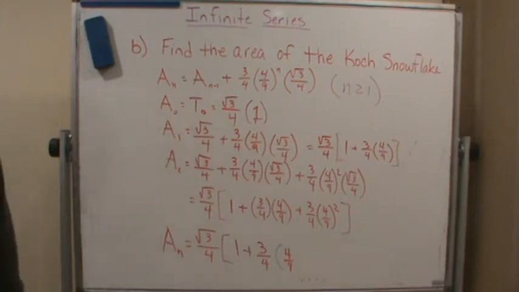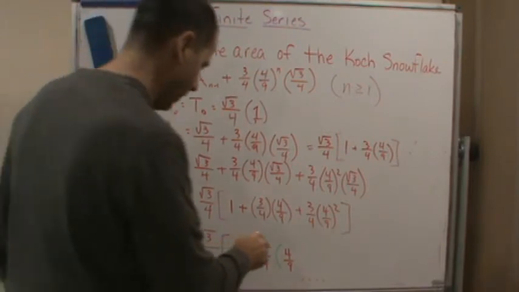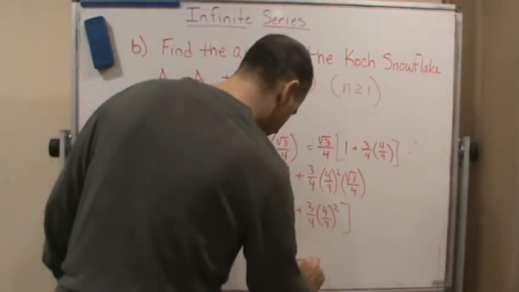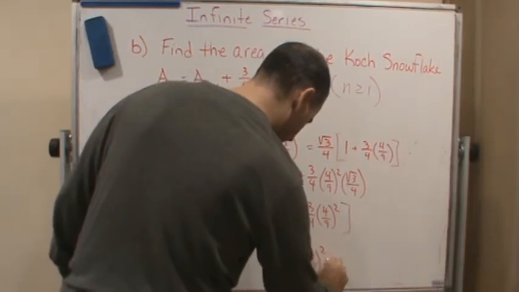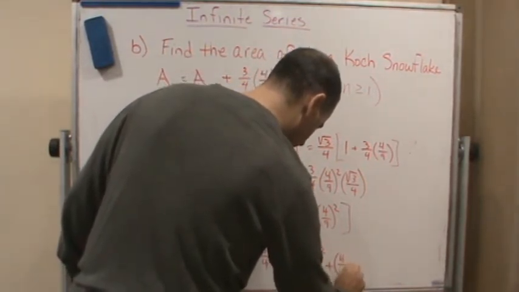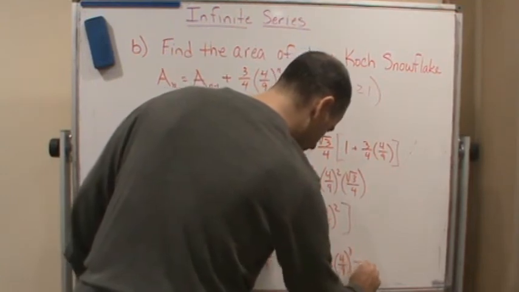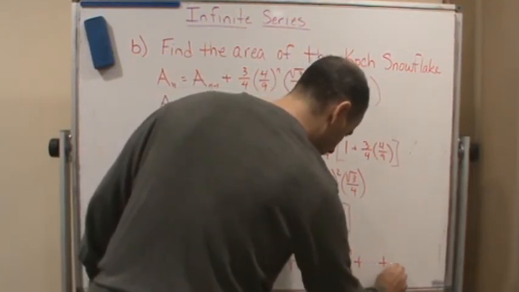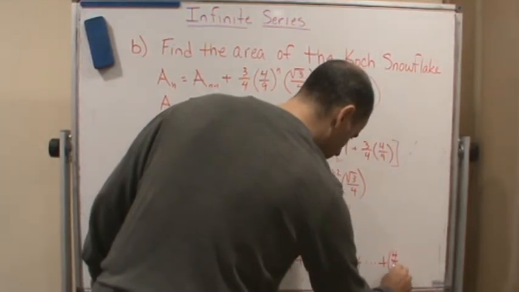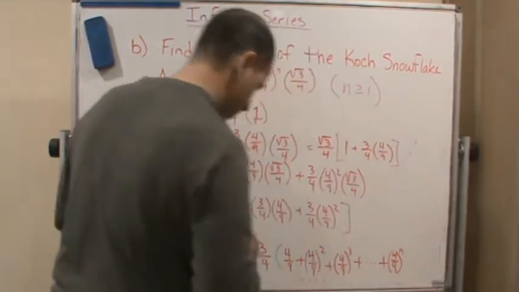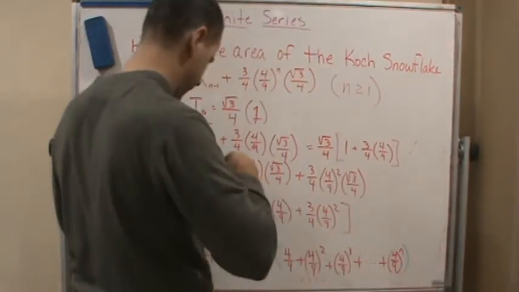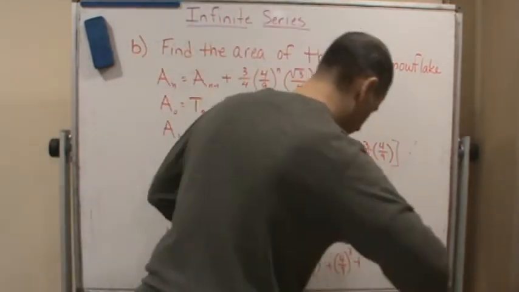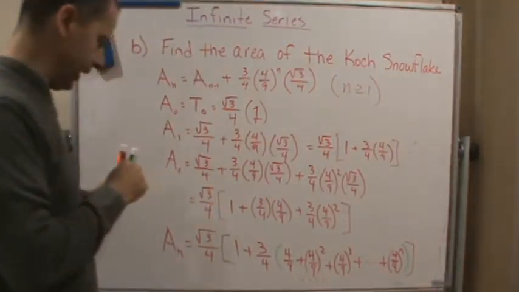I could even go further than that, but let's just stick with this. So I'm going to do 4/9 plus 4/9 squared plus 4/9 cubed plus all the way to plus 4/9 to the nth power. And so that's what I end up with.